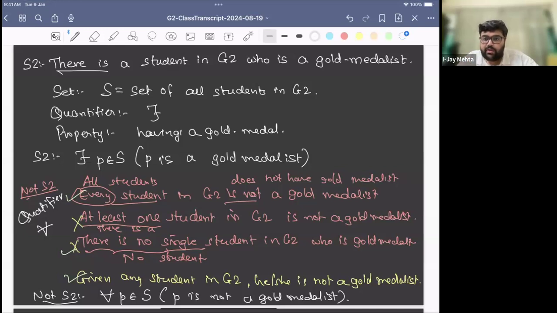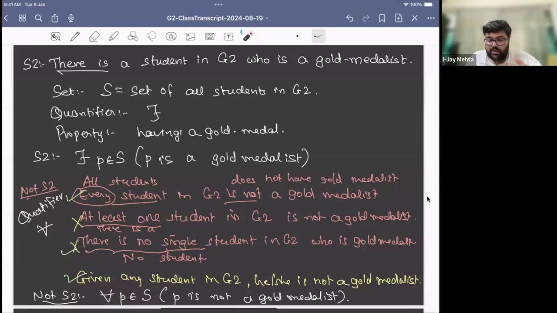Okay, quickly, how many of you agree with her? How many of you understand this? Right, so same negation. We are asking each and every one, and none of them has to be a gold medalist. So all these are English words. No student is a gold medalist. Every student is not a gold medalist. But given any student, he or she is not a gold medalist. So we say "given any".